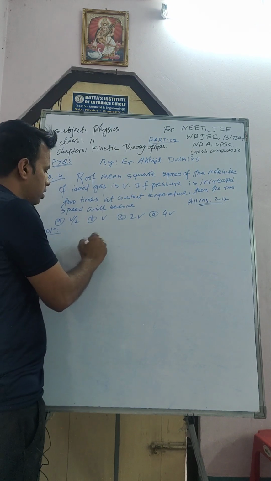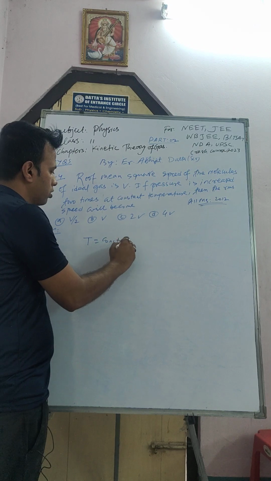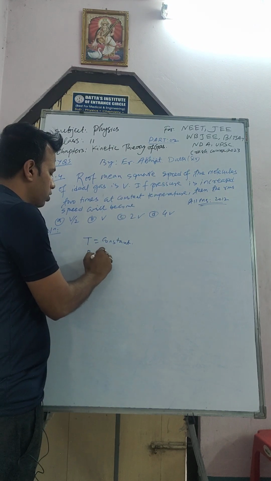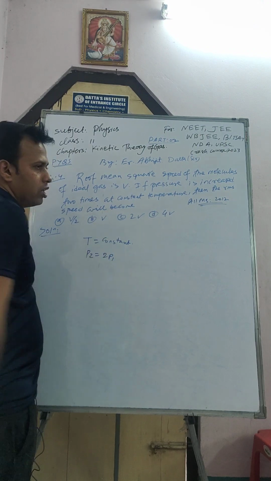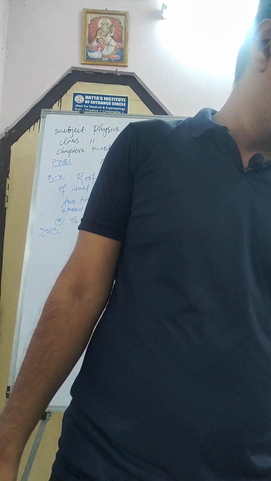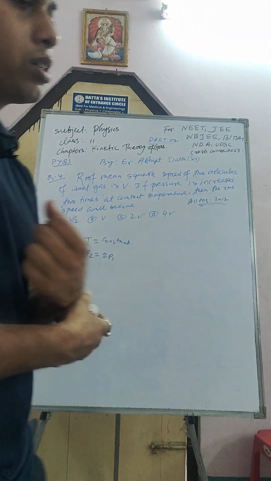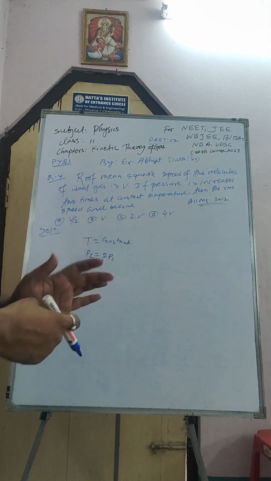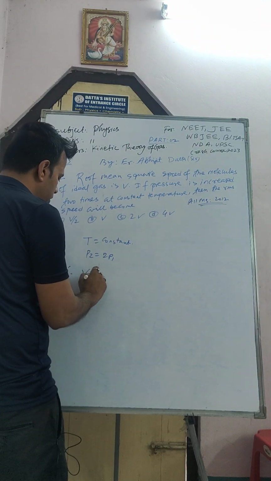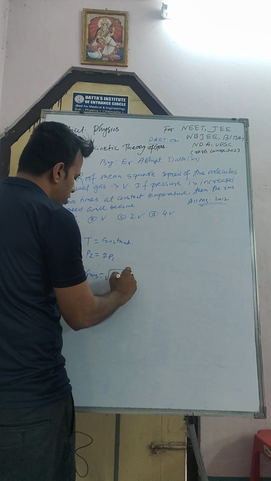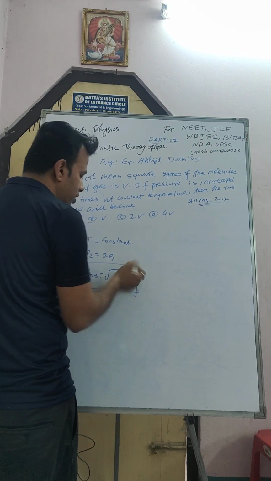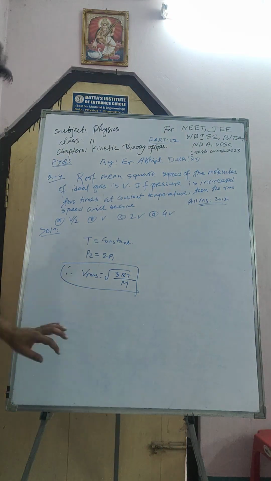So temperature is constant. Okay, pressure is increased 2 times, so P2 equals 2P1. So what is the value of RMS speed? First we have to know this. The RMS speed is Vrms equals root over of 3RT by M. So here R is constant, T is constant, and M, the molecular mass, is constant.